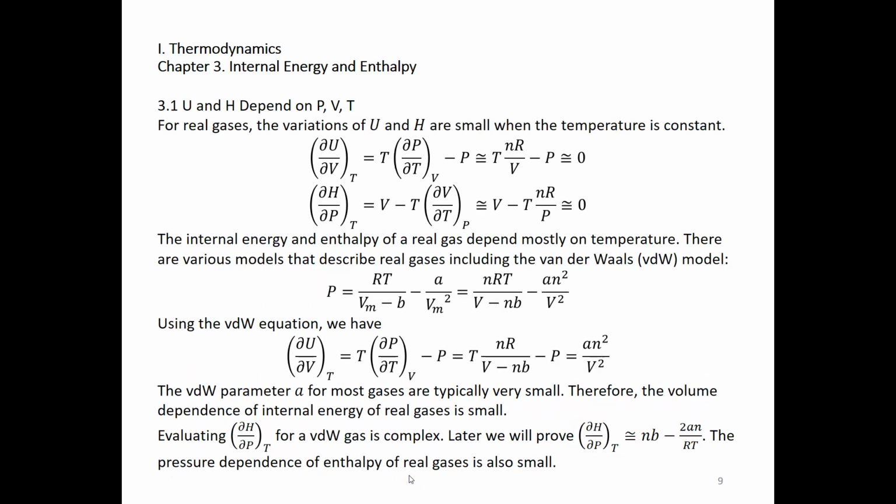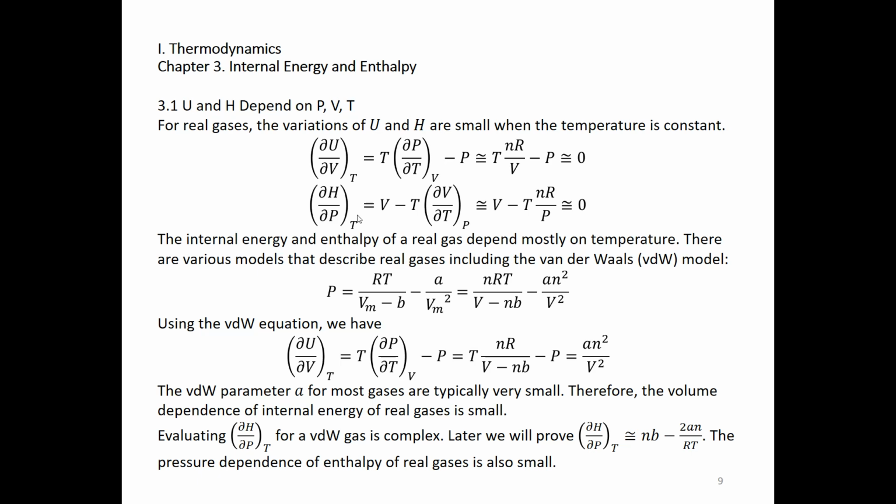Now, what about real gas? Well, for a real gas, we'll just say approximately delta U over delta V is 0, and approximately delta H over delta P is 0 if the temperature is constant. And we can say the internal energy and the enthalpy of a real gas mostly depends on temperature. They slightly depend on volume or pressure actually, but that dependence is much smaller than the temperature dependence.